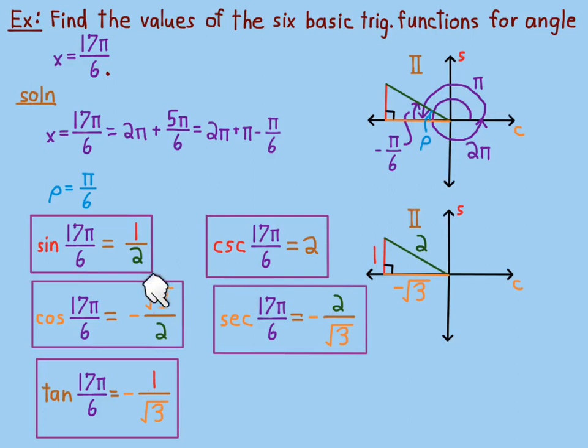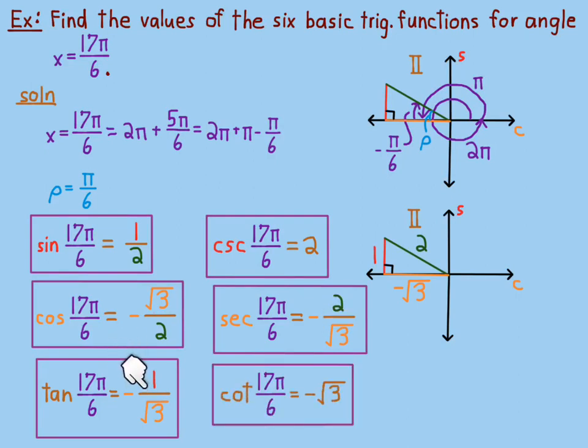Secant, you flip the cosine upside down, you get negative 2 over square root of 3. And the cotangent, you flip the tangent upside down and you get negative square root of 3. And that's it. That's the whole thing. So the main thing is to get that triangle and get the sides labeled with the correct polarity, that is the correct sign, positive or negative. That's the whole trick. And then you can just read these things off really fast.